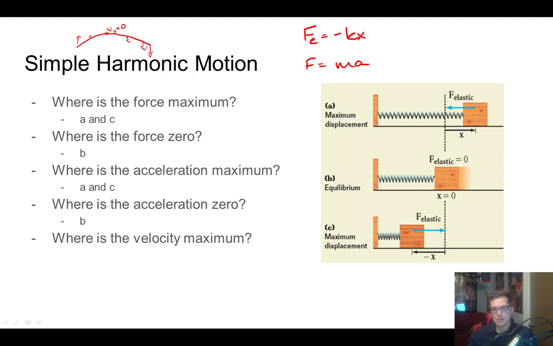But remember, at this peak, our velocity in the y direction equals 0. Okay, so same thing happens here. Now, why was this equal to 0? Well, this was equal to 0 because we were changing directions.